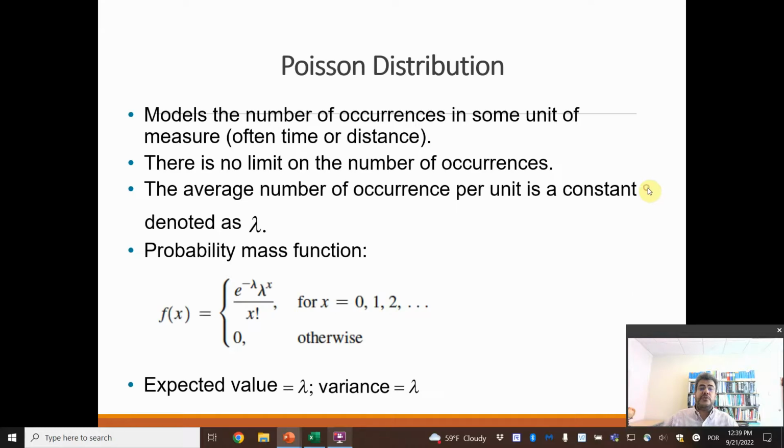But Poisson distribution models the number of occurrences in some unit of measure, often time or distance or number of customers, or any numbers, but 1, 2, 3, 4, and so on. There is no limit on the number of occurrences. The average number of occurrences per unit is a constant, and there is this huge formula for the probability mass function. We will not be working with this huge formula because we are going to do that in Excel much more easily.